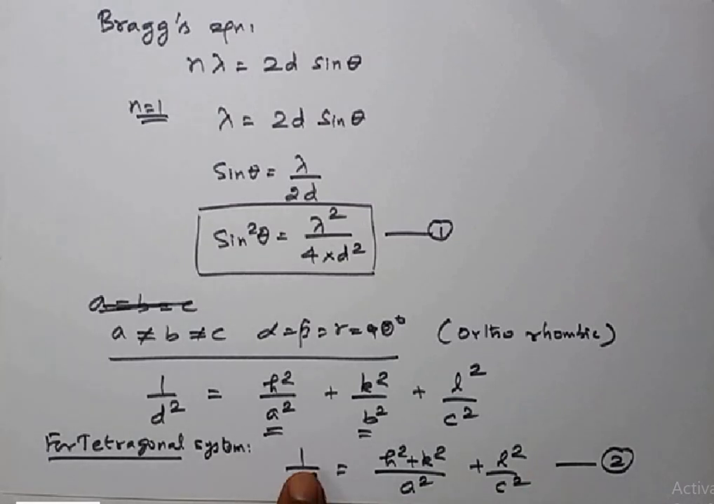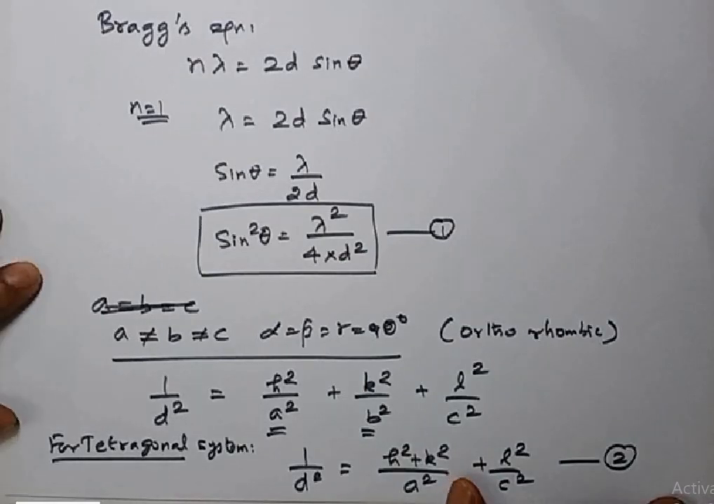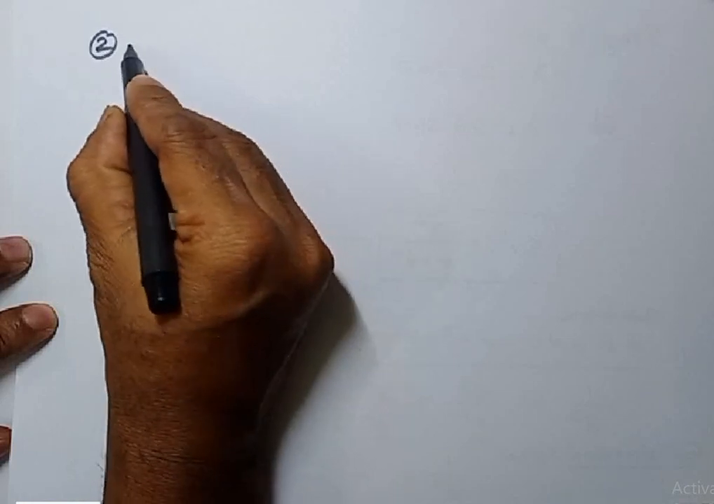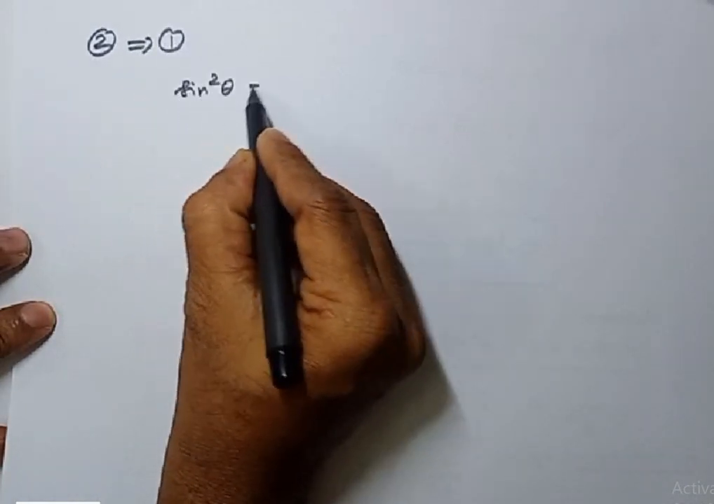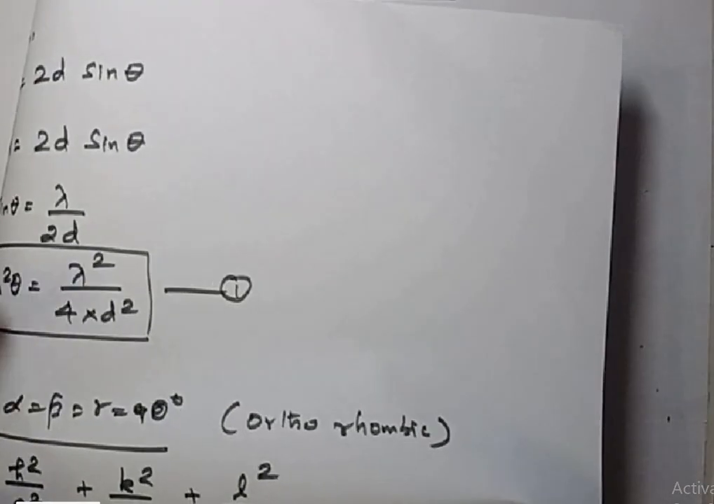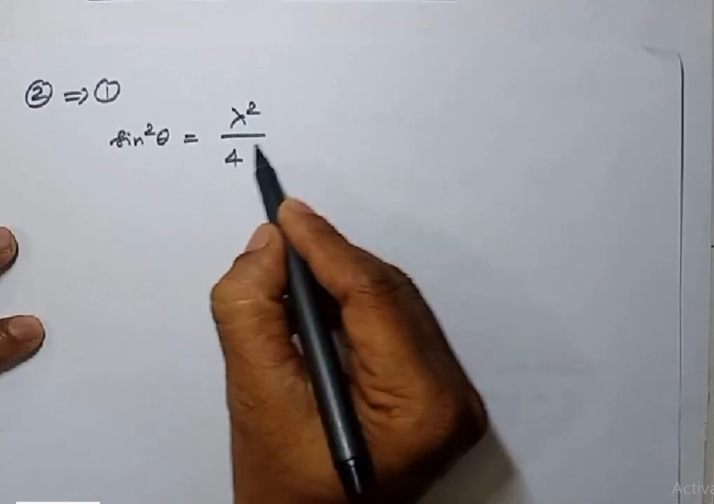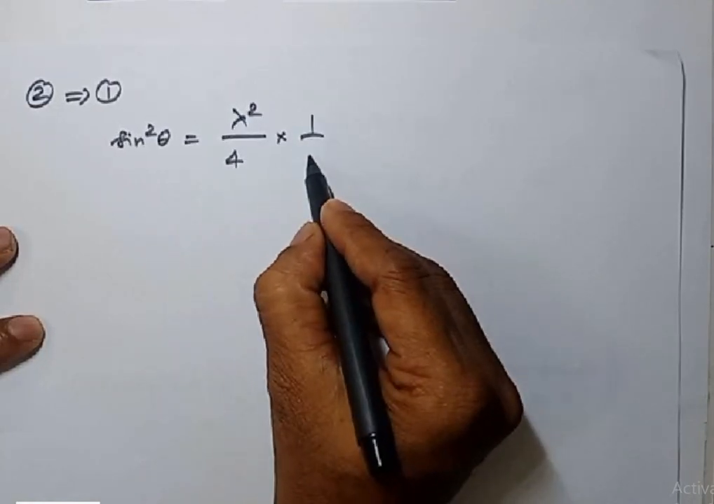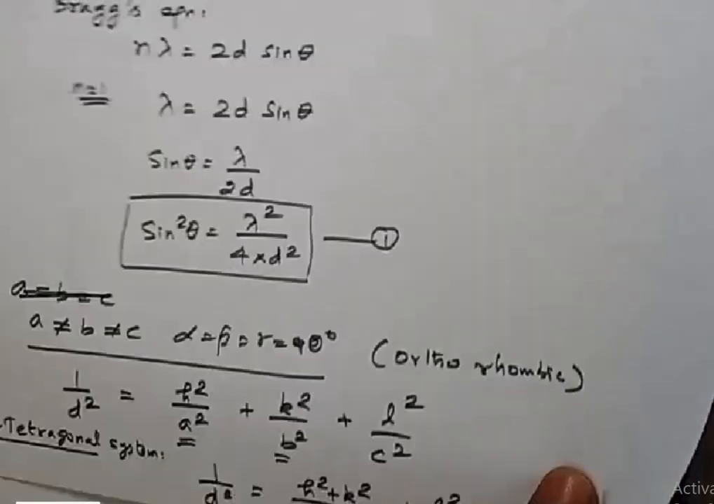Substitute this 1 by d square, that is equation 2, in equation 1. So what we'll get is, listen. I'm just introducing equation 2 in equation 1. In equation 1, left hand side we have sine square theta, and right hand side we have lambda square by 4 into d square, that I can write as 1 by d square. This is equation 1.